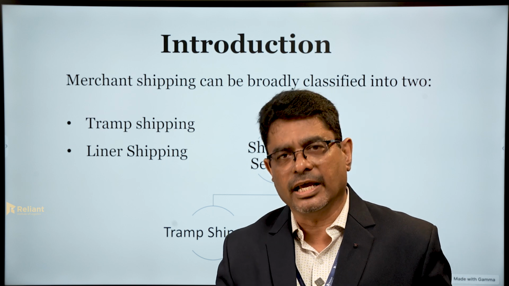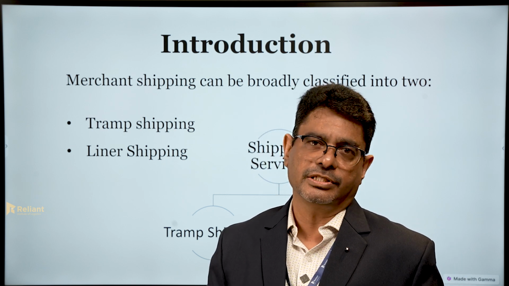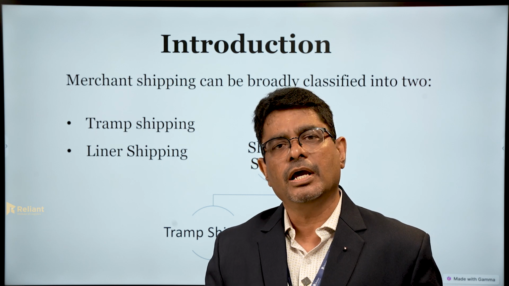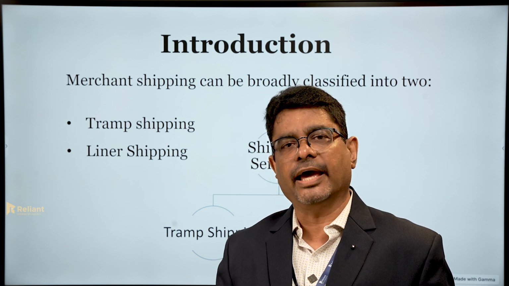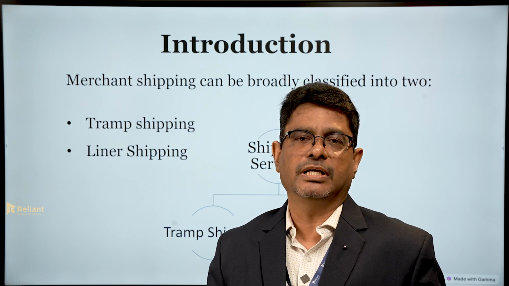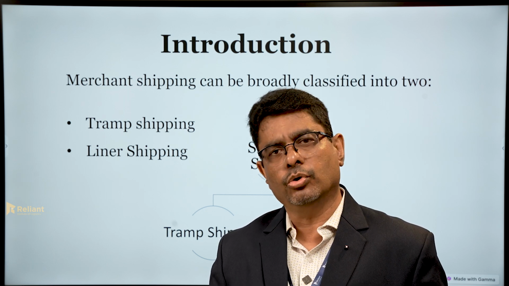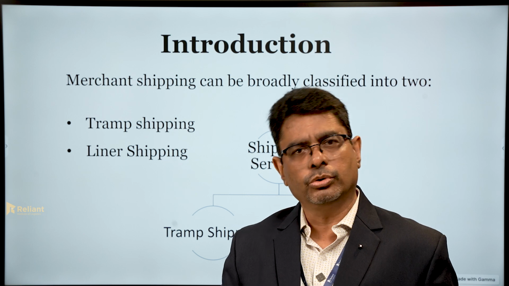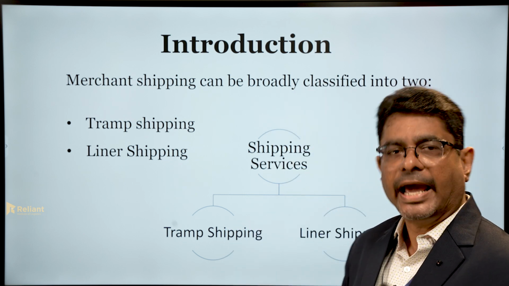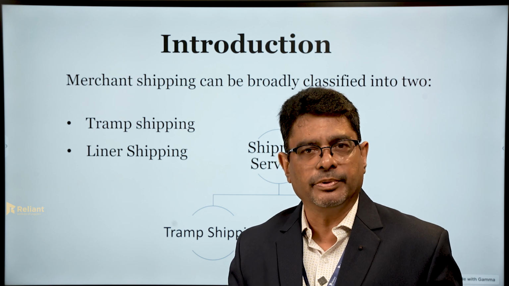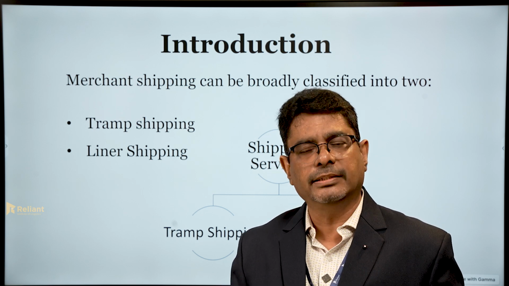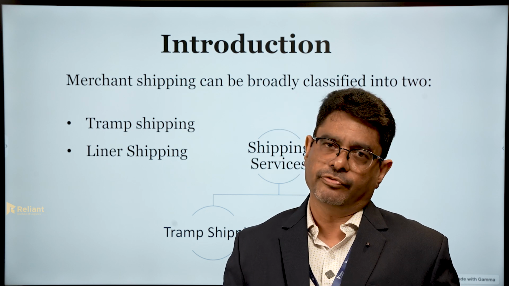Shipping can be broadly classified into two categories: tramp shipping and liner shipping. Tramp ships are ships that carry bulk cargo. Example, raw materials like iron ore, coal, fertilizers, crude oil, product oil, etc. And the characteristics of tramp shipping is that they don't have any particular schedule. They ply depending upon the availability of cargo.